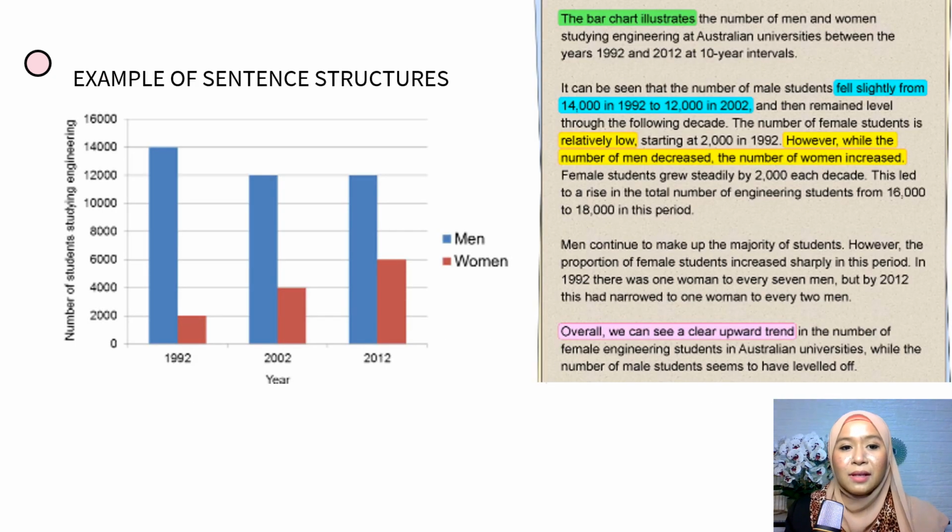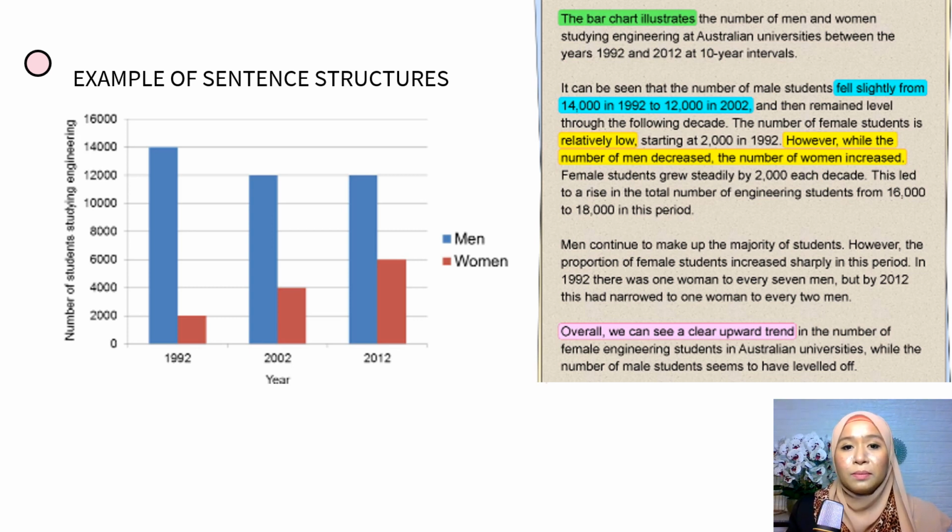Let's look at an example of sentence structure. Start by saying exactly what the chart shows. Then describe the changes that you can see. Use the data and numbers from the bar graph. Next, compare the information. Talk about the similarities or differences between the groups that you can see. And lastly, conclude by saying what the main trends or changes are.